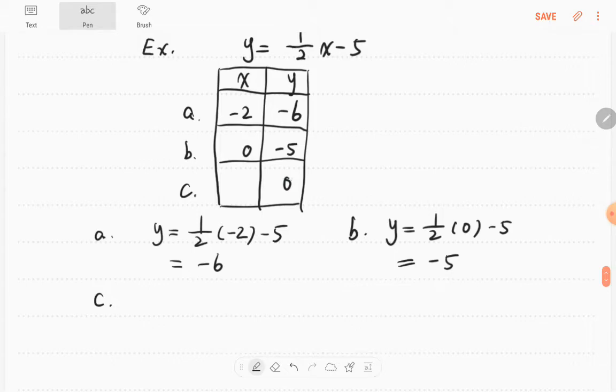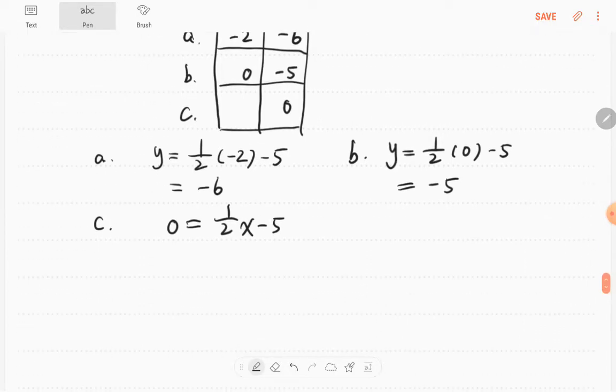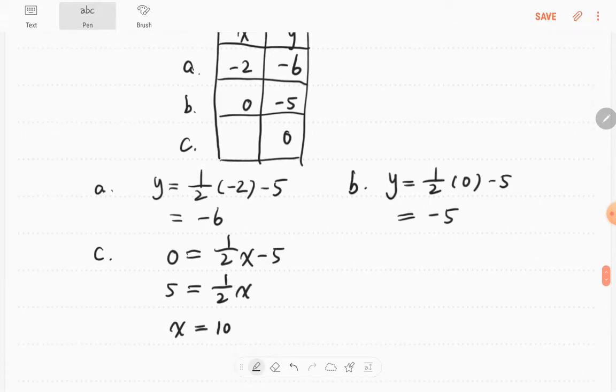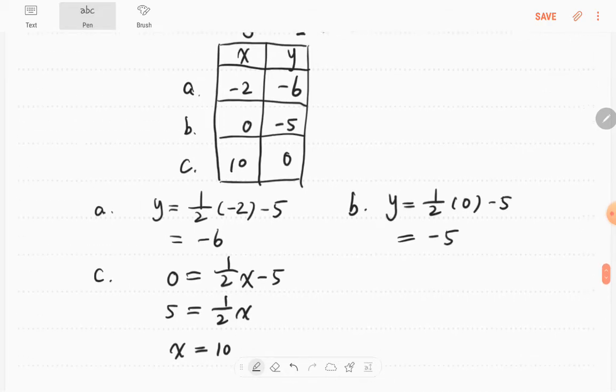And for part C, this time we have the y value. So we use this 0 to replace y. We copy down 0 for y. And this time we do not know x, so we need to solve for x. So from this equation, we have 5 equals half x. So x is equal to 10. So this blank should be 10. After that, we finish the table.